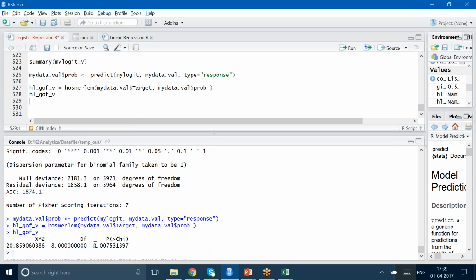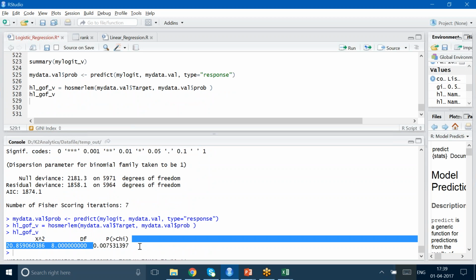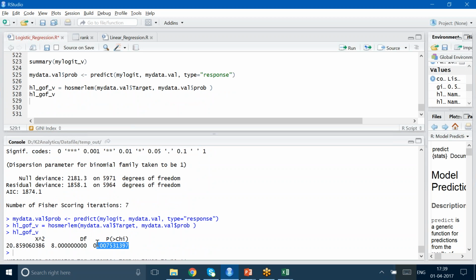This is coming as 0.007. Not good. It is not good. Let me check the rank ordering using the validation model itself. Okay.